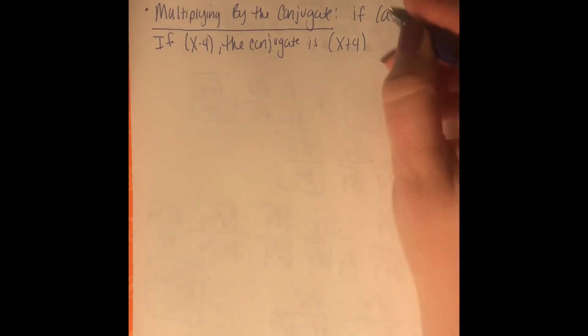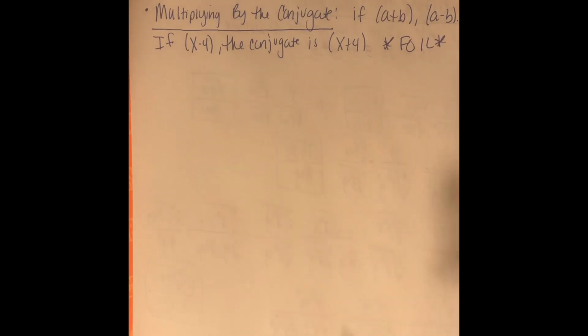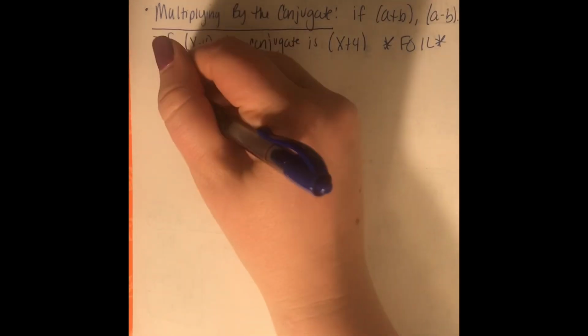And another thing that we're going to have to remember to do here is FOIL. FOIL is going to be your best friend in order to do these types of examples. We only have 3 examples, and then we're done for today.